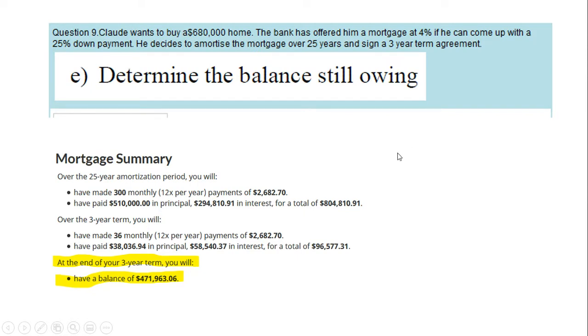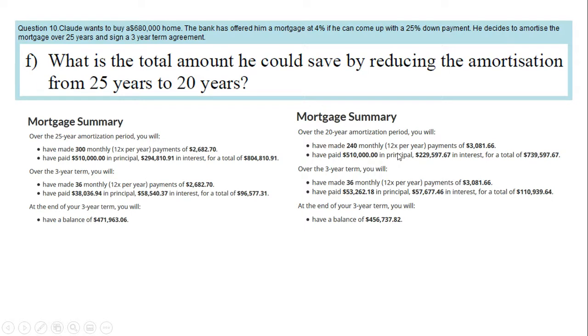Okay. Now, the last part of this, I'm going to leave you to finish up, but let me tell you what's involved. It asks for the total amount he could save by reducing the amortization from 25 to 20 years. This first mortgage summary that I'm pointing to is the one that we've used all along, right? It's the 25-year amortization. It's the same $510,000, same monthly payment. All the things that we talked about are right here. But I want you to focus on how much interest you're paying for the 25 years. So I'm going to highlight that part. This is $294,810.91. You're paying that amount of interest over 25 years.